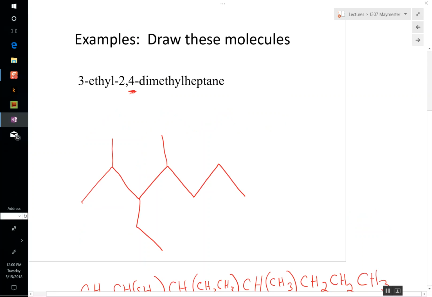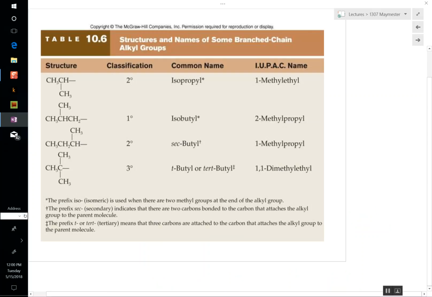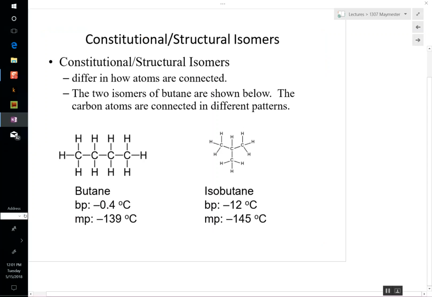All right. Structures and names. Did everybody get that? Structure and names is unbranched. Okay. Butyl, there are 4 different substituents. I've only had you learn normal butyl and tertiary butyl. There's secondary butyl and isobutyl. There are others, so if you come across them.